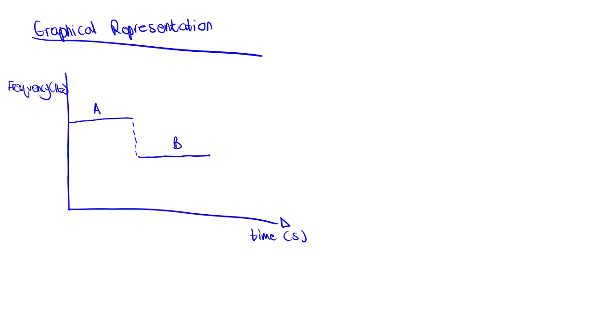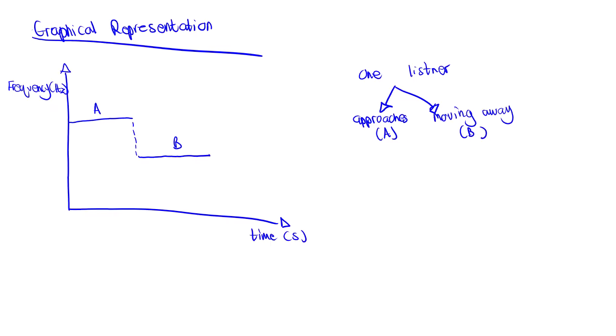So take note that this graph is for one listener, right? This graph is for one listener, and this graph has a scenario for approaches. I'm just going to explain it right now. I just want to write down everything. It's a scenario for approaches and a scenario for moving away, right? So the approaches is represented by part A, while the moving away is represented by part B, right?